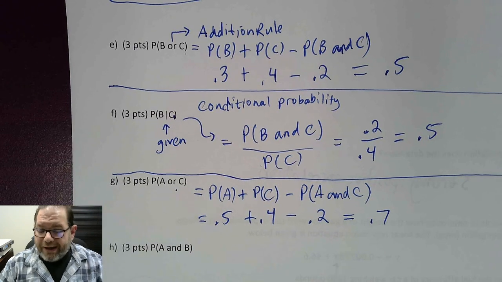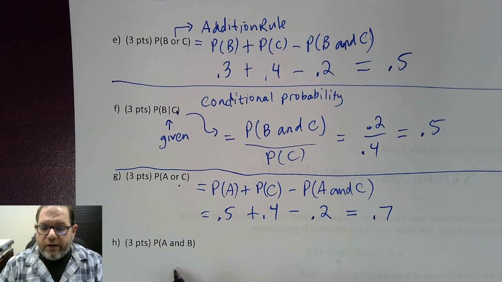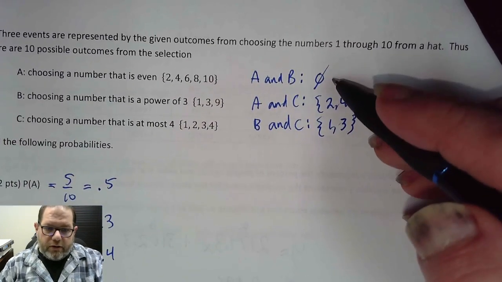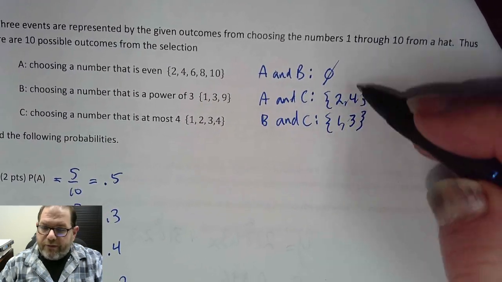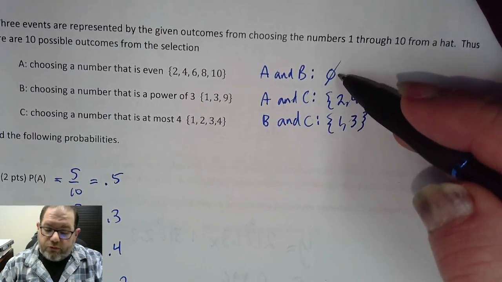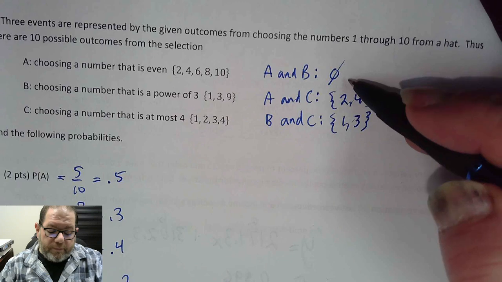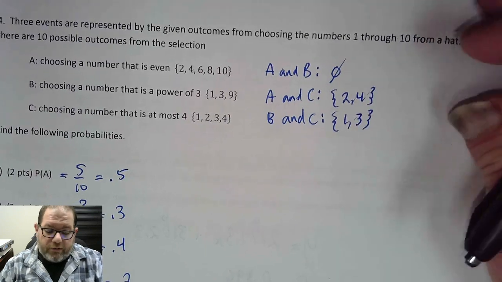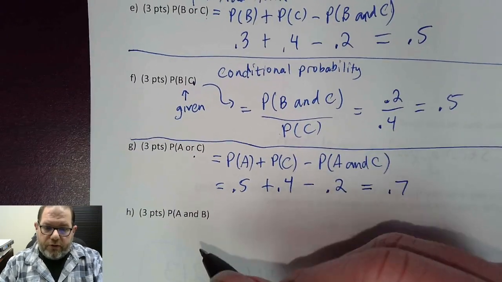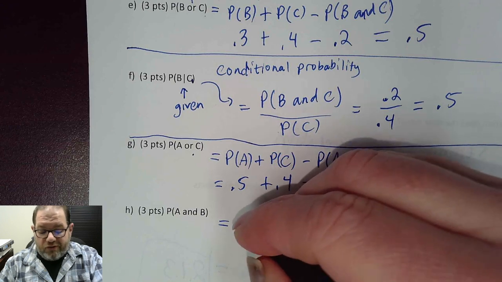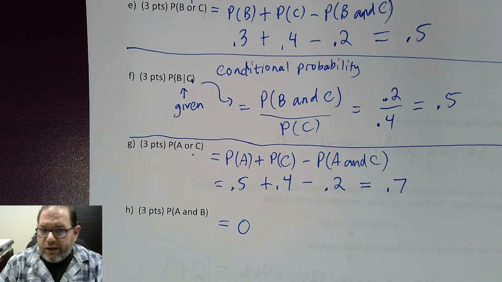And the last question, H, probability of A and B. If we go back up here, now notice we've used all three of these things by this point, or this will be the third one that we use. A and B have no commonality, so the probability that both of them occur simultaneously is 0, okay? Because they just don't have any outcomes that are in common with each other.